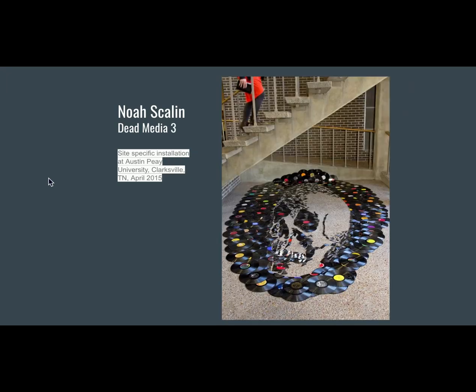So here we have records, and he's placed it in a stairwell. And one of the things that he does is he creates site-specific installations. So that means he is finding a place and he's making an installation. And site-specific installations are a part of sculpture. It's considered an extension of the sculpture world.